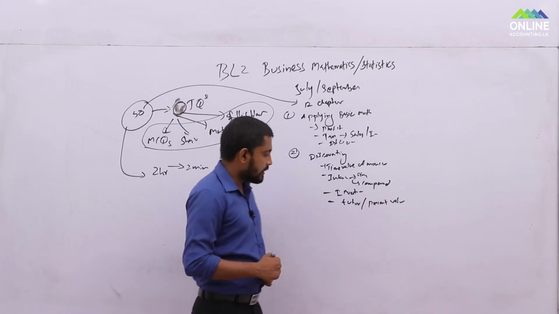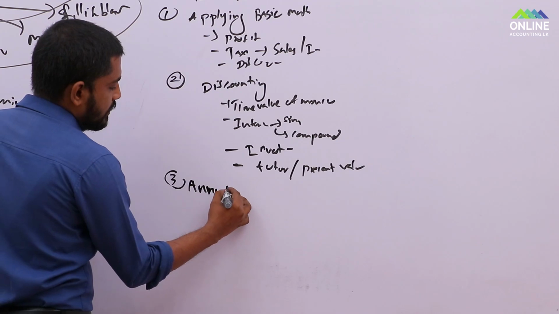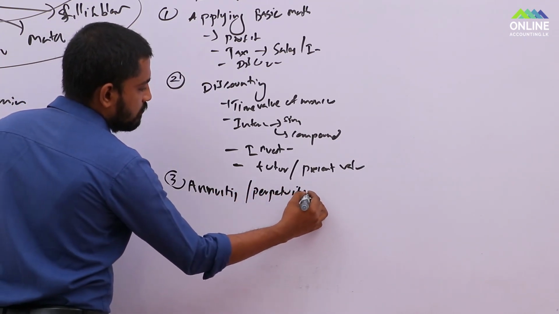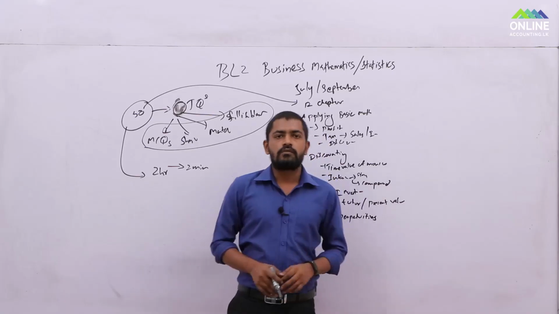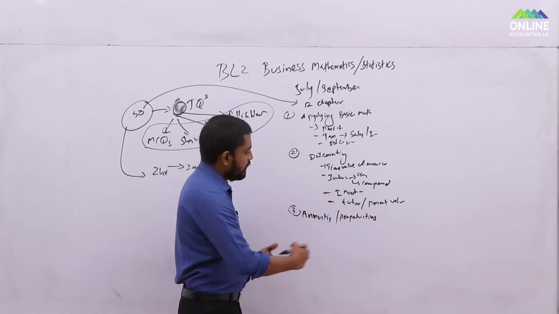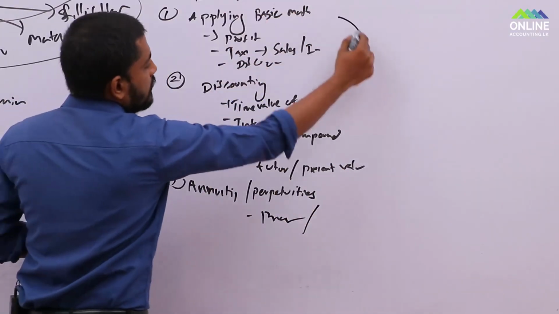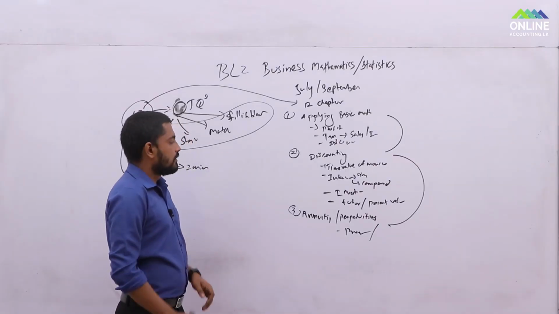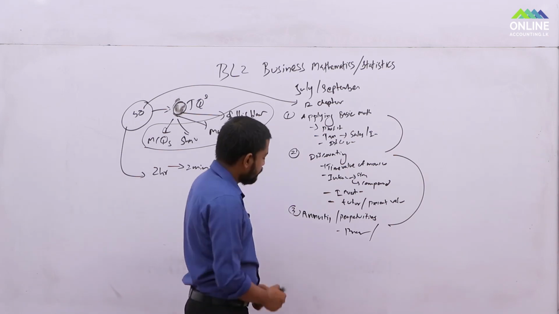And the next one, the third lesson, is annuities and perpetuities. Maybe those two words are new to you. So don't worry, we will teach you the lesson. Under that we will learn about the present value and the future values of all these things. So these lessons are connected. And the next one, the fourth lesson.